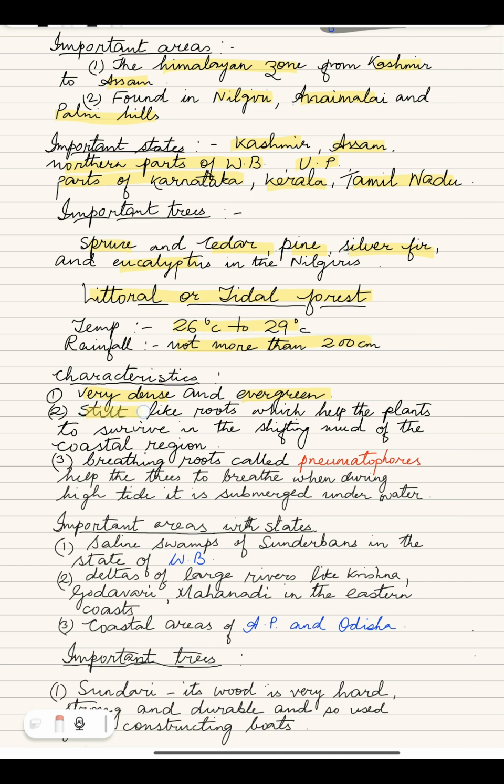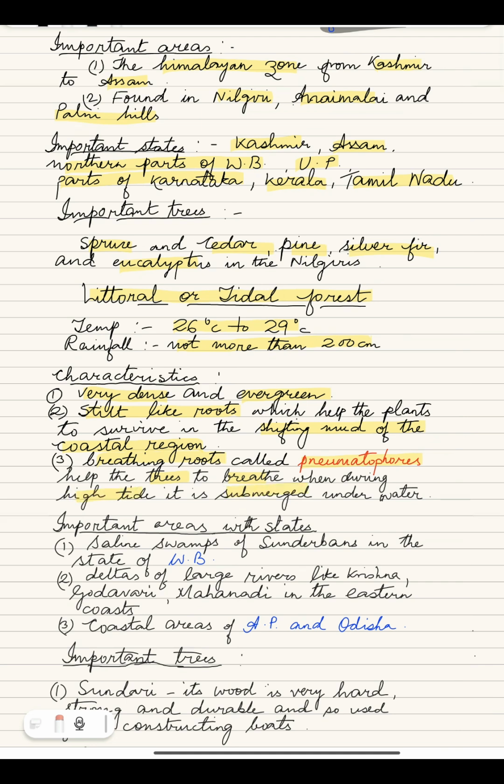One adaptation is stilt-like roots. Now because of this stilt-like roots, it helps the plant to survive in shifting mud of the coastal region. You know, in the delta regions we have high tides and again we have low tides after every 12 hours. So when there is high tide, water rises up. Now when water rises up, the roots can't be seen. So these trees have got breathing roots called pneumatophores, which help the trees to breathe when during high tide it is submerged under water.